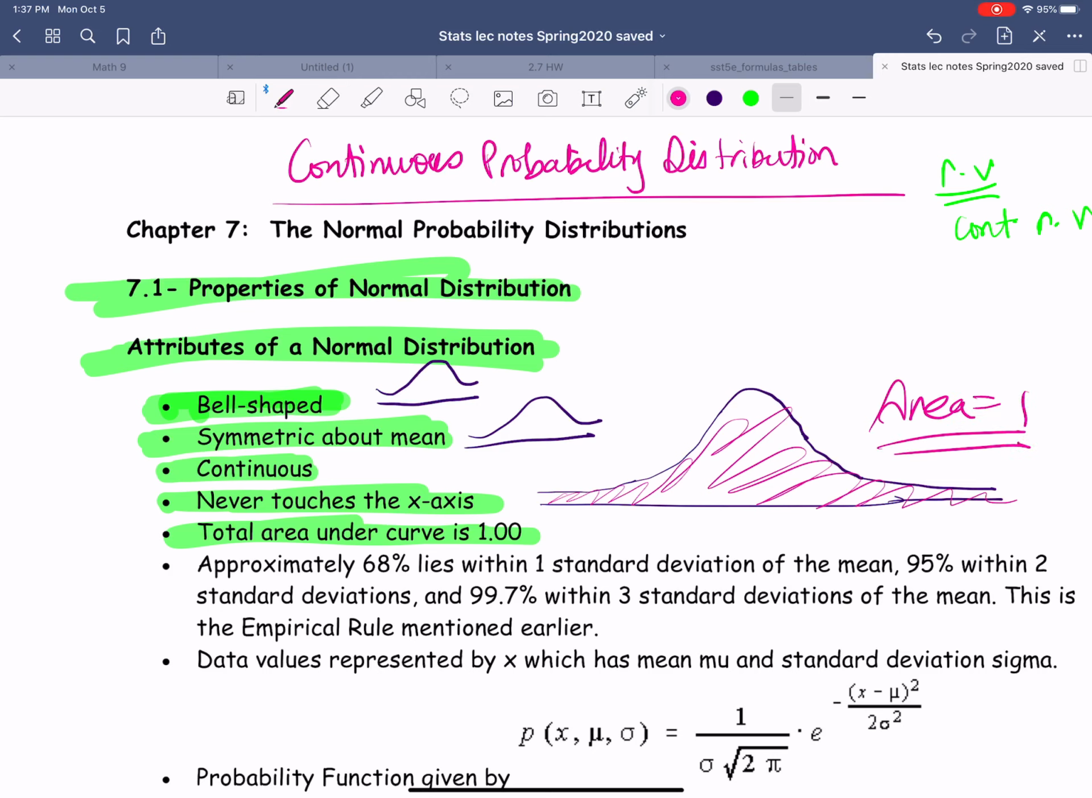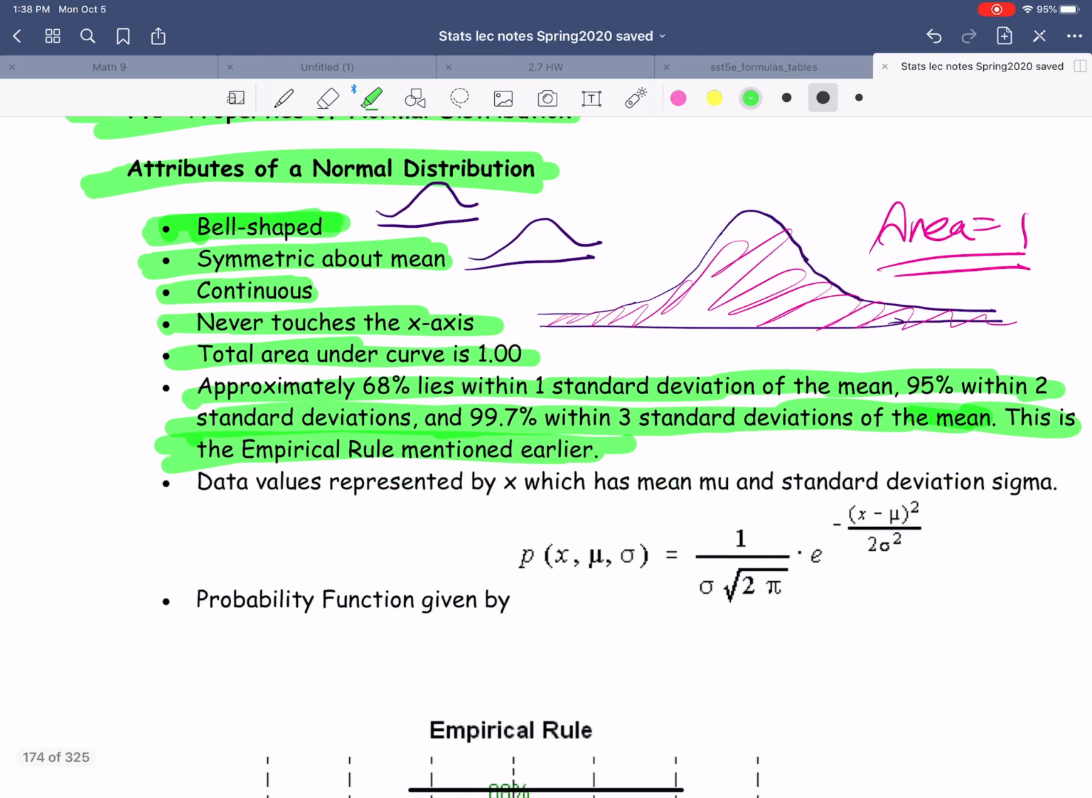Area and probability are equivalent in statistics. So whenever we talk about the area, just know we're talking about the probability, or whenever we're talking about probability, translate that it's talking about the area. Approximately 68% lies within 1 standard deviation of the mean, 95% lies within 2 standard deviations of the mean, and 99.7% lies within 3 standard deviations of the mean. This is the empirical rule mentioned earlier. We're going to see the picture in a minute.